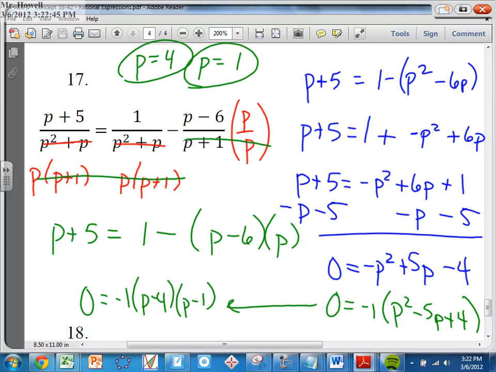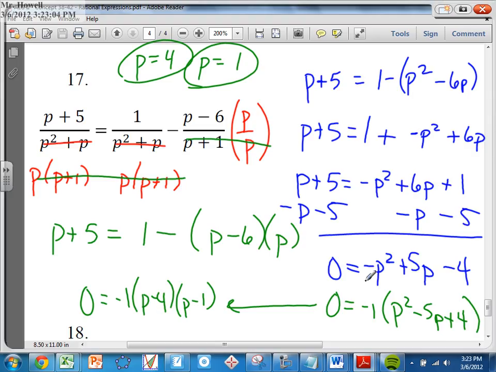P cannot equal negative 5 and P cannot equal... Okay, you're close, but you're not correct. Look at the denominators, not the numerators. You looked at the numerators, Karen. Remember, guys, our domain is restricted because of the denominator. What can the denominator not be?